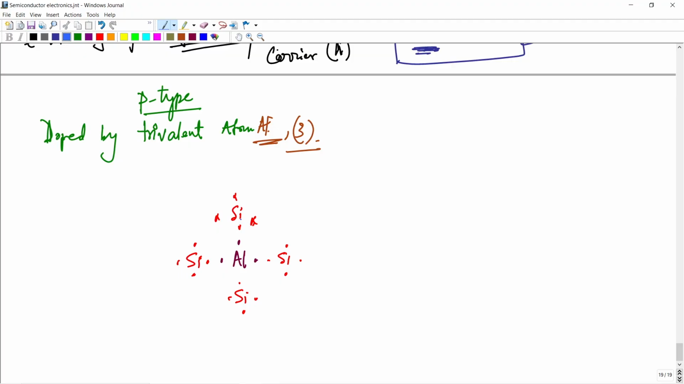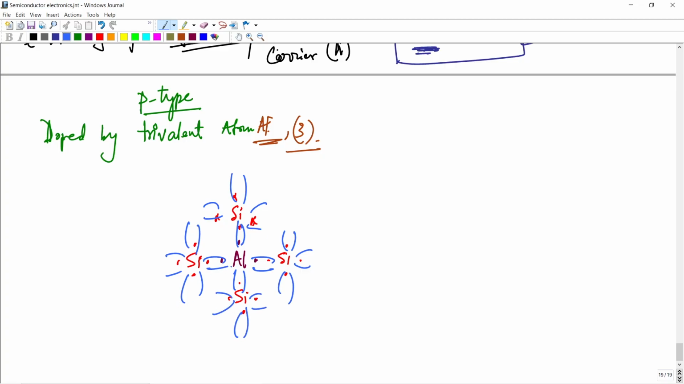This is a covalent bond, and it continues. Here you see that an extra hole is generated. So the dopant is aluminum.